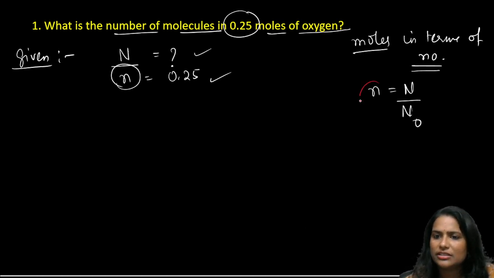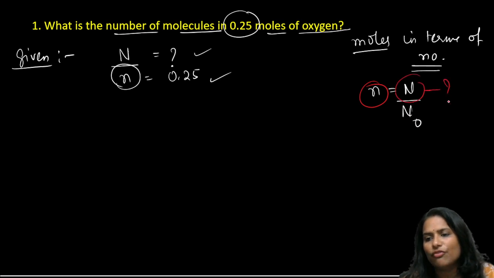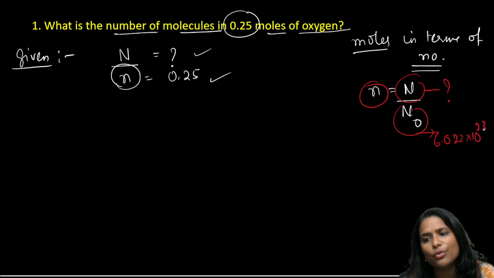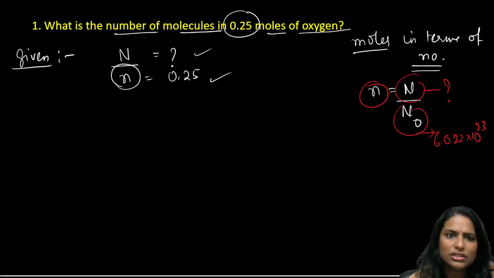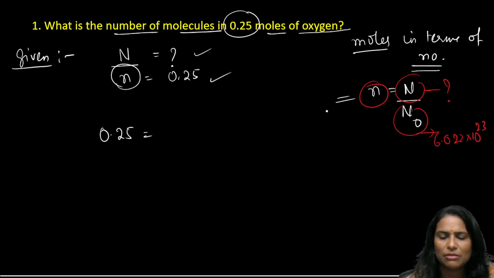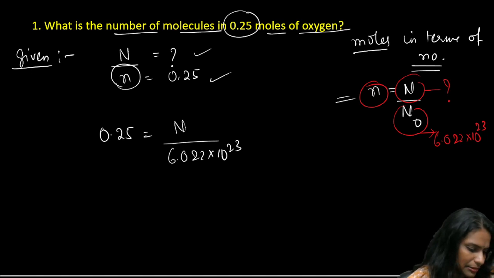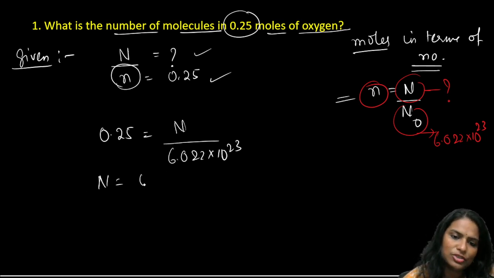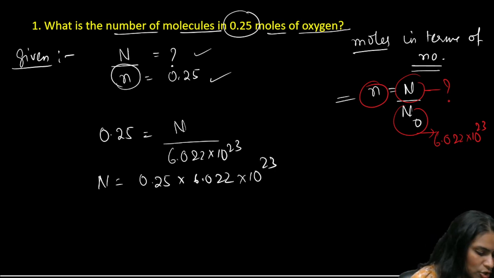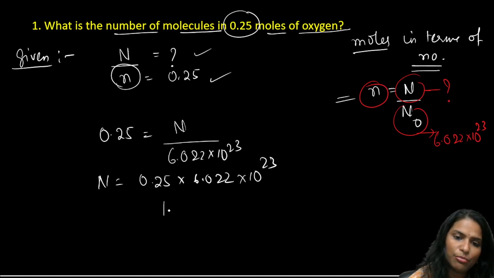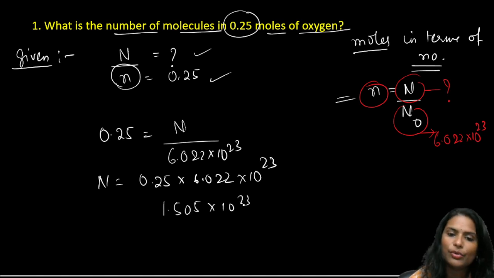We have the value of small n with us. Capital N you have to find out, and N0 is already known to us: it is 6.022 into 10 to the power 23. So just put the values in this formula. Small n we are putting as 0.25. Capital N you have to find out, and this is 6.022 into 10 to the power 23, which is your Avogadro's number. So capital N will become 0.25 into 6.022 into 10 to the power 23, which gives you the value of 1.505 into 10 to the power 23.